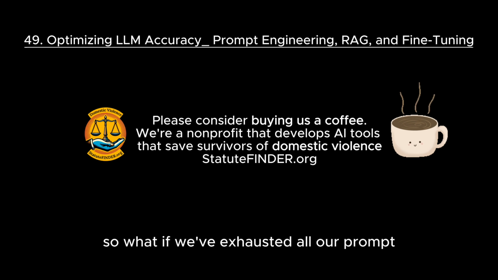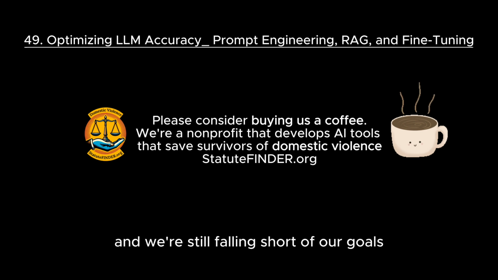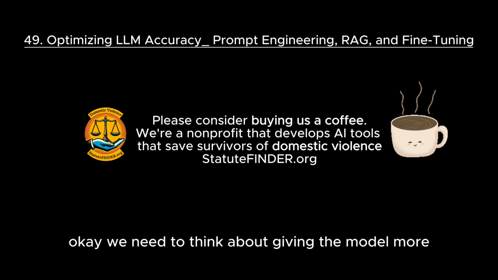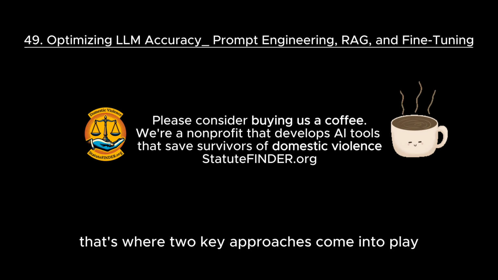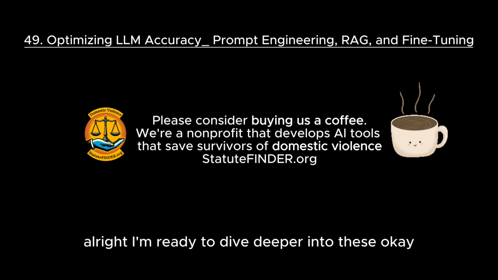Okay, cool. So what if we've exhausted all our prompt engineering efforts? We've evaluated the results and we're still falling short of our goals. What's kind of that next level? That's when we start looking beyond just tweaking the instructions. We need to think about giving the model more information to really enhance its learning. That's where two key approaches come into play. Retrieval augmented generation, often shortened to RAG, and fine-tuning.